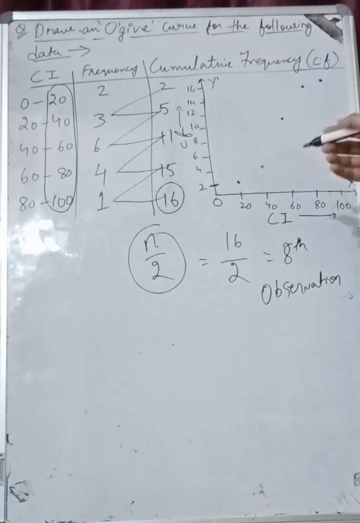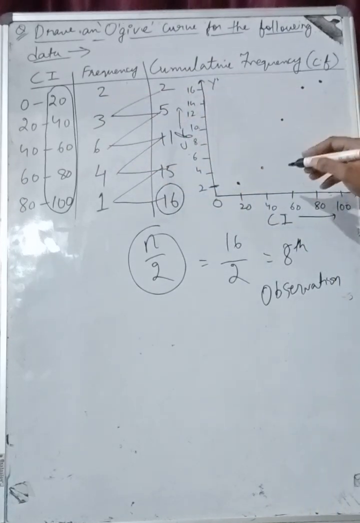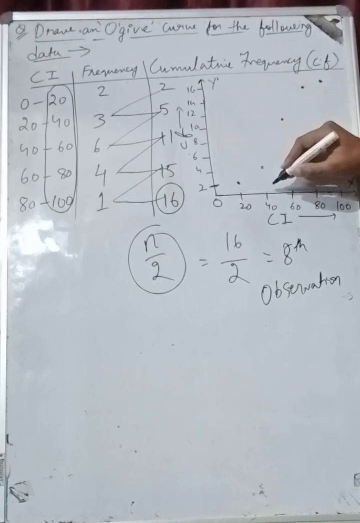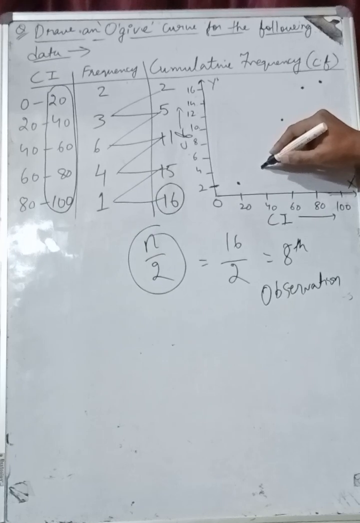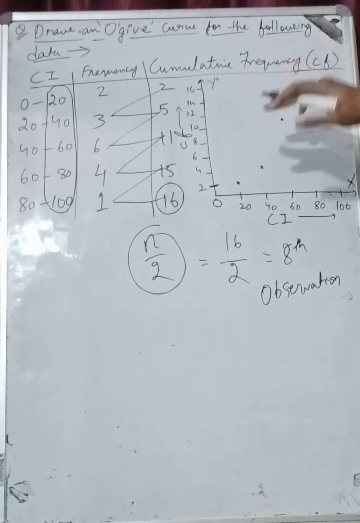In the same way, you have to plot another value, that is 40. The corresponding value of 40 is 5. Just plot where these two values perpendicularly meet, somewhere over here. In your graph copy, you will be able to do this in a proper sequence according to the blocks, but over here I'm just showing you how you can plot it.